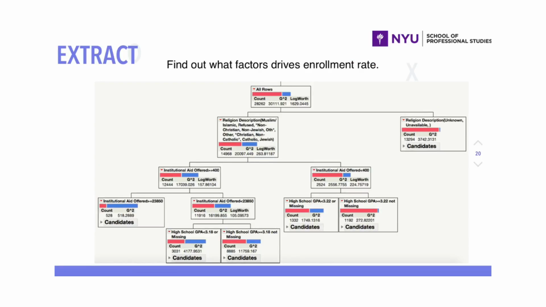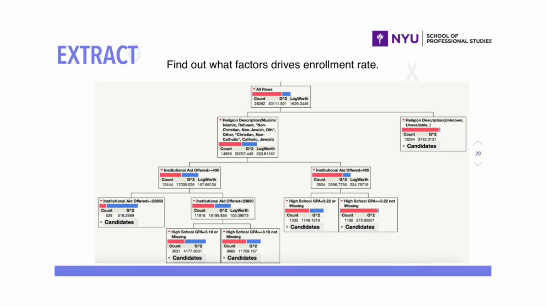Finally, we want to find out what NYU SPS can do to increase enrollment rate. Based on the previous analysis, we learned that the enrollment rate is related to 10 variables. We use the variable enrolled as the response and 10 variables, institutional aid offer, religion description, etc., as factors to conduct a decision tree. The decision tree can give us deep insight into what NYU SPS can provide to students to increase enrollment rate, and we mainly focus on institutional aids.